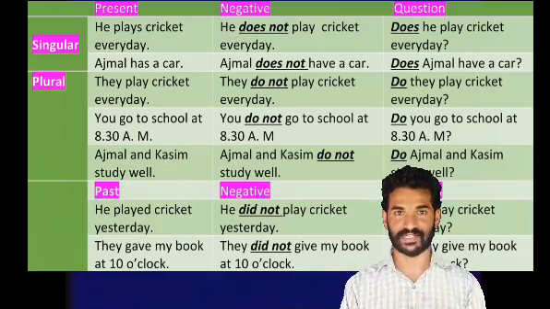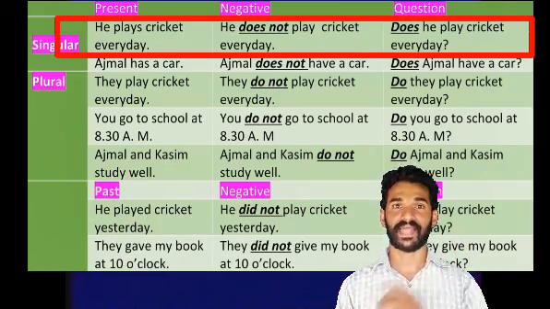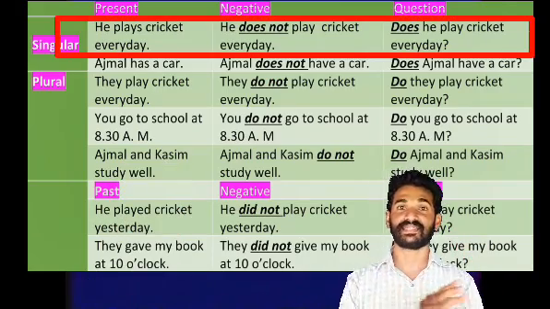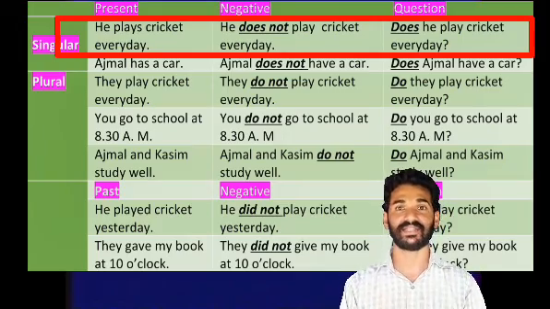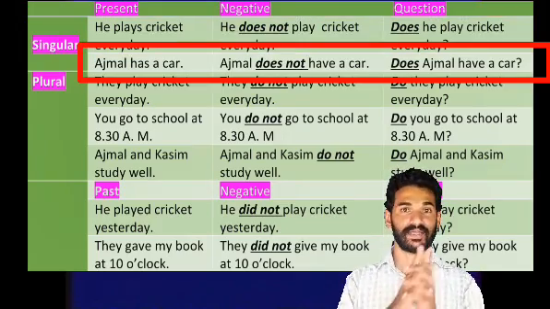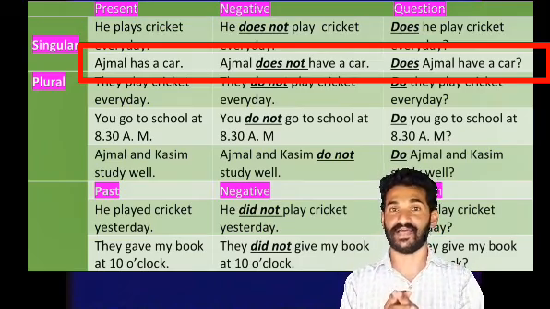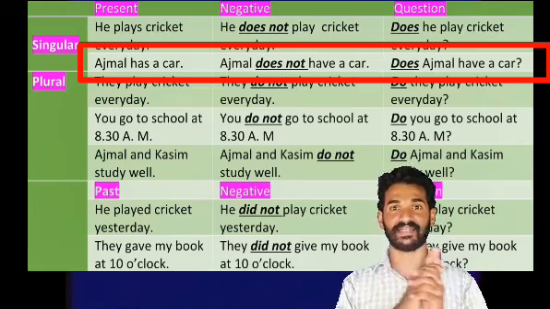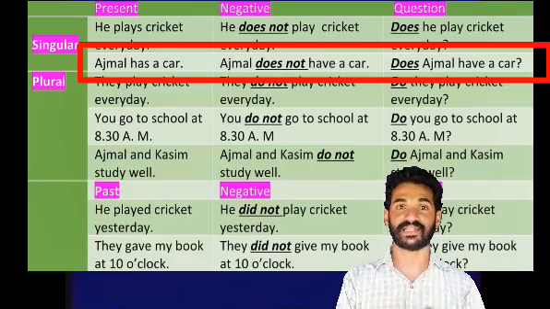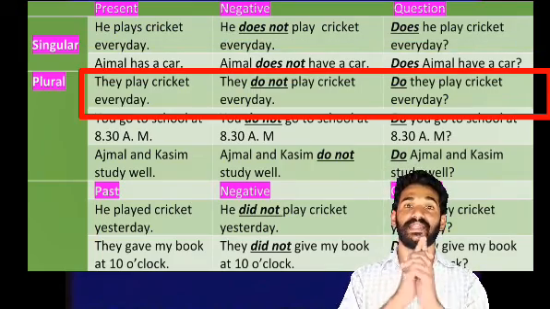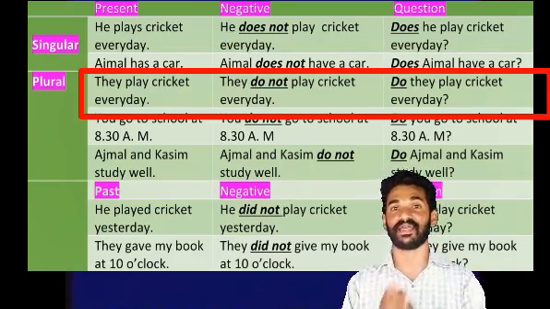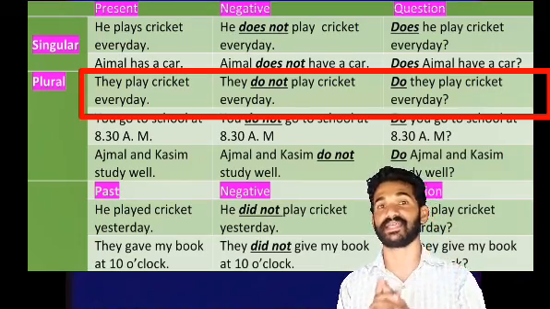That's it. Listen to it once again. Positive sentence: he plays cricket every day. Negative sentence: he doesn't play cricket every day. And question: does he play cricket every day? Positive sentence: Ajmal has a car. Ajmal doesn't have a car. That's the negative sentence. Question: does Ajmal have a car? Positive sentence: they play cricket every day. Negative sentence: they don't play cricket. Question: do they play cricket every day?